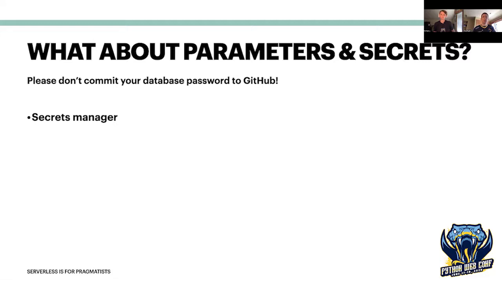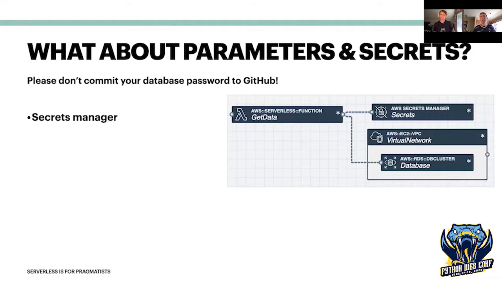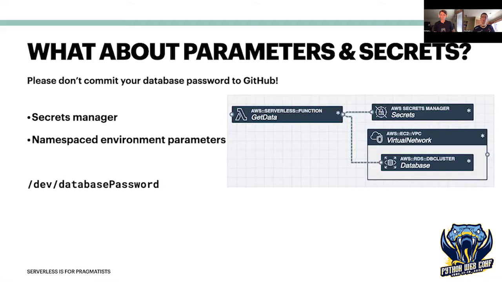So for example, my database password, I need to store that somewhere, and I need it to be in a separate location for my development environment, my staging environment, and my production environment. AWS provides a service called Secrets Manager as one example, though all the cloud providers have mechanisms for this. Inside of Secrets Manager, I'm going to store these secrets under a namespace. So for my development environment, I'm going to store my database password under /dev/database password. I'm going to do the same thing for staging and production.